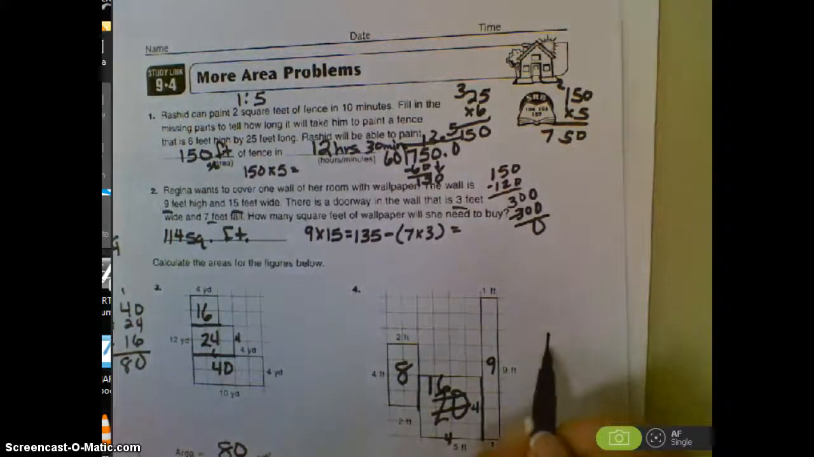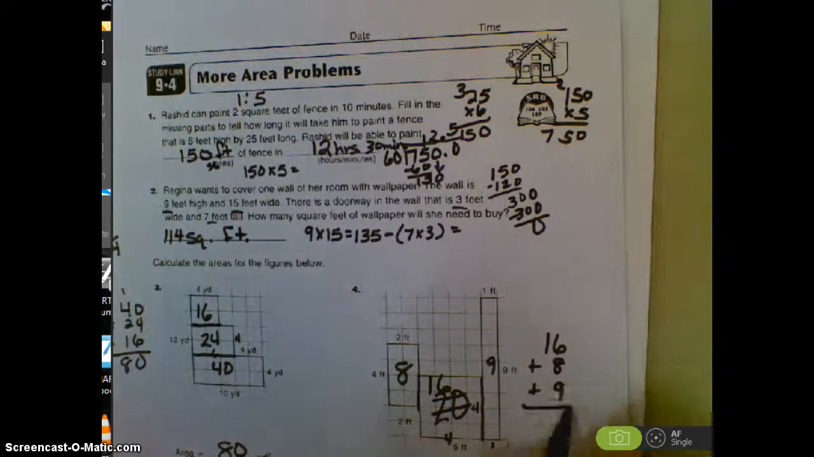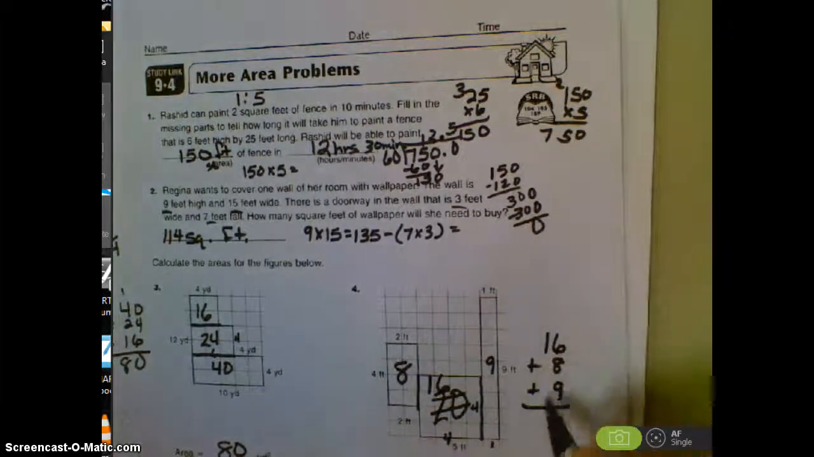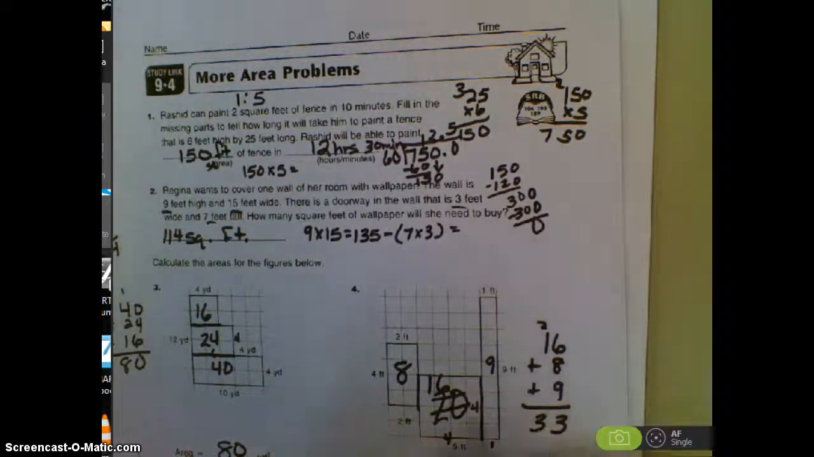Now let's add them all up. 16 plus 8 plus 9. And I get a total of 33 when I do that. So 33 feet squared.